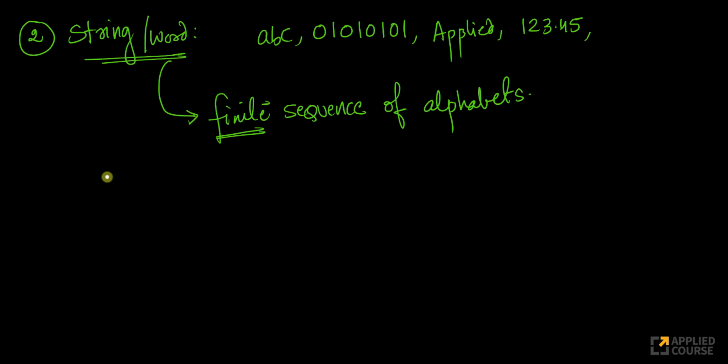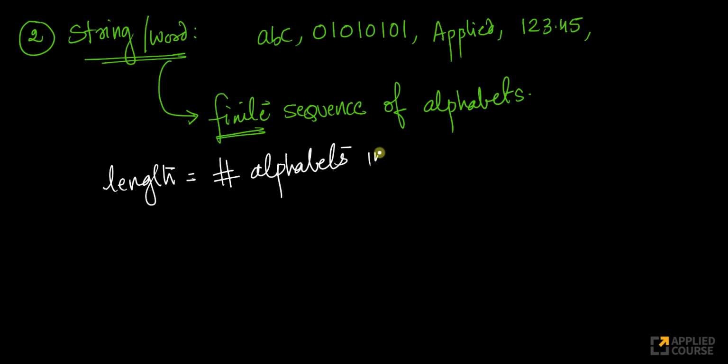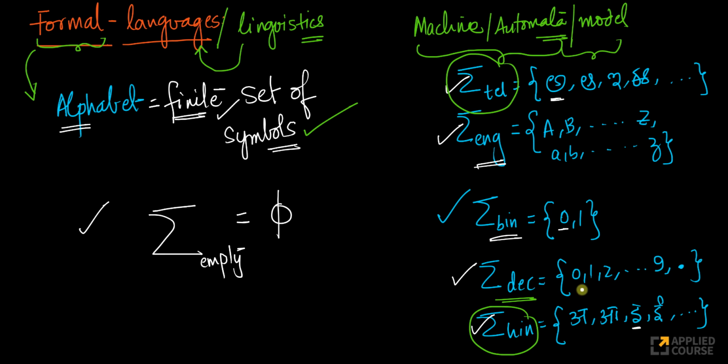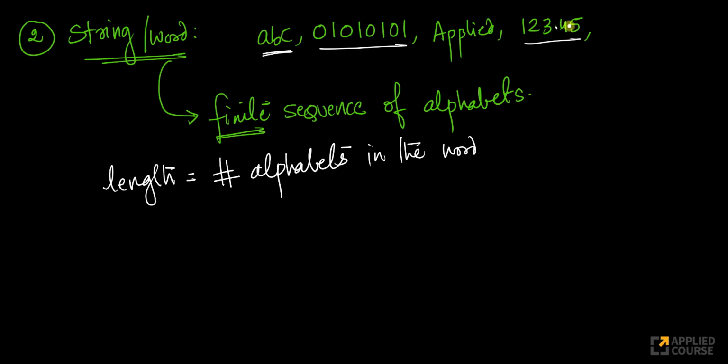So then, of course, there are some very simple concepts called the length of a string. Obviously, the length is basically the number of alphabets in the string or the word. Again, the words string and word are used interchangeably. For example, the length of this is 3. The length of this is 1, 2, 3, 4, 5, 6, 7, 8. The length of this is 1, 2, 3, 4, 5, 6, because dot is also a symbol in this alphabet, right? So hence I have 6. This string length is 6, right?